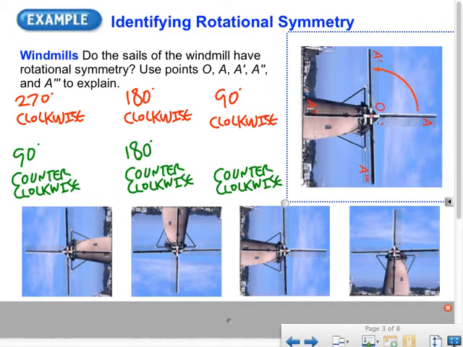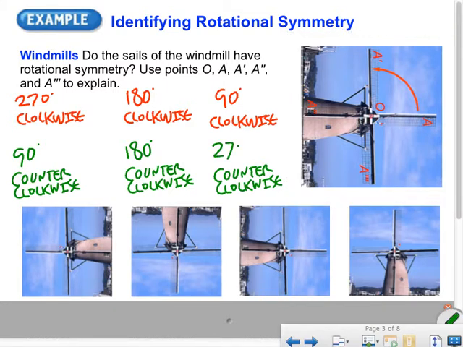3 quarter turns, so 3 times 90. How many? 270 degrees.